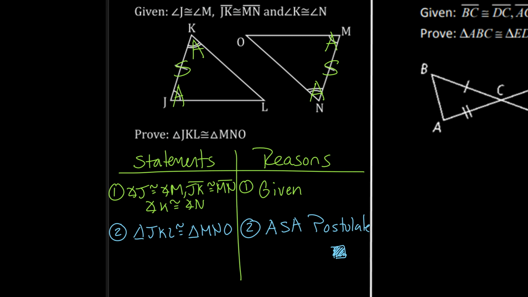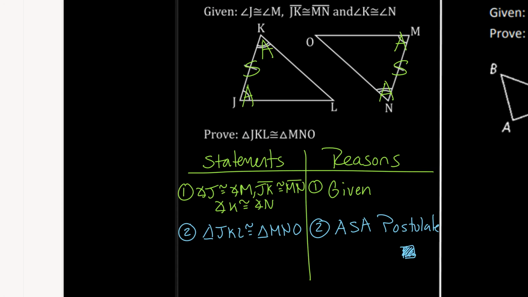So this is the easiest proof you can get. A two-step proof is the easiest proof imaginable. It'll get a little harder. So now, any questions on this proof?